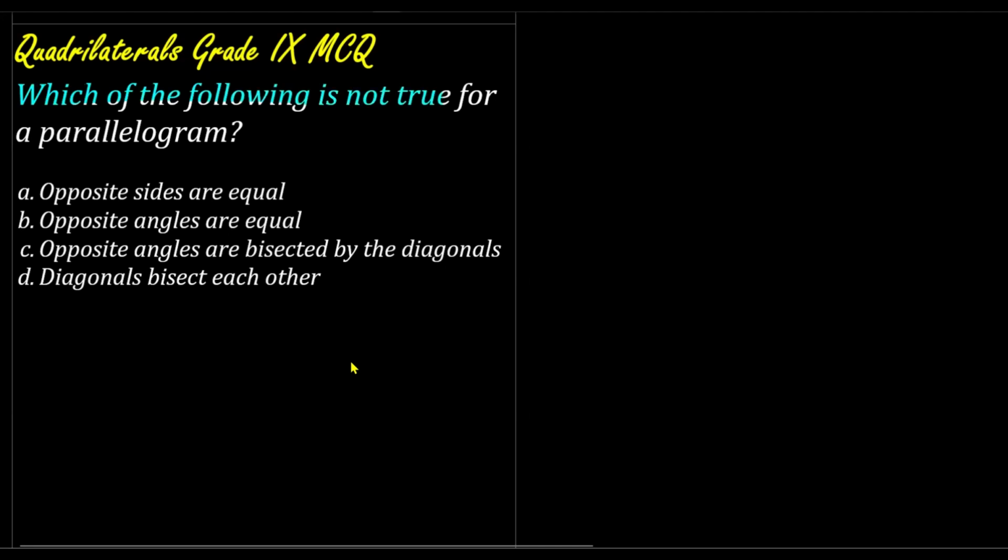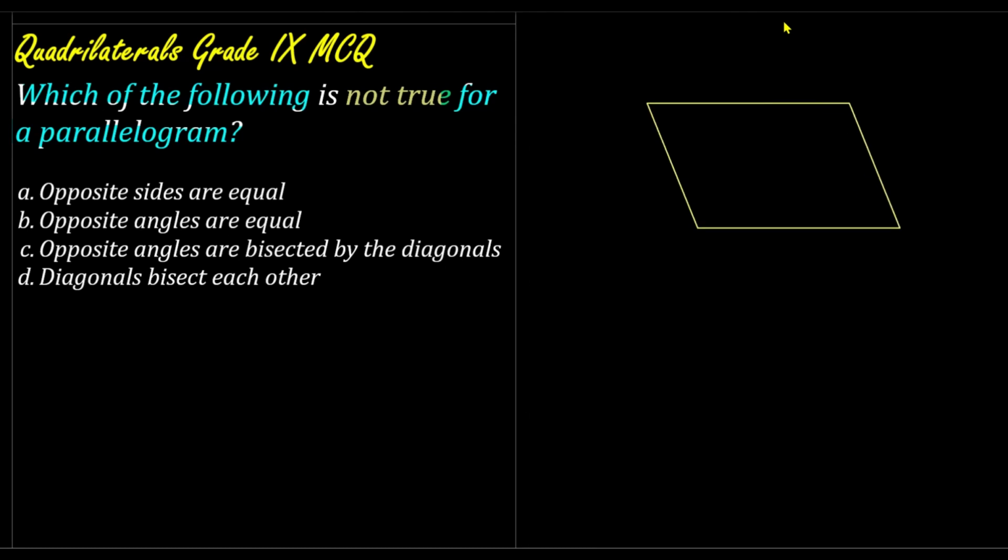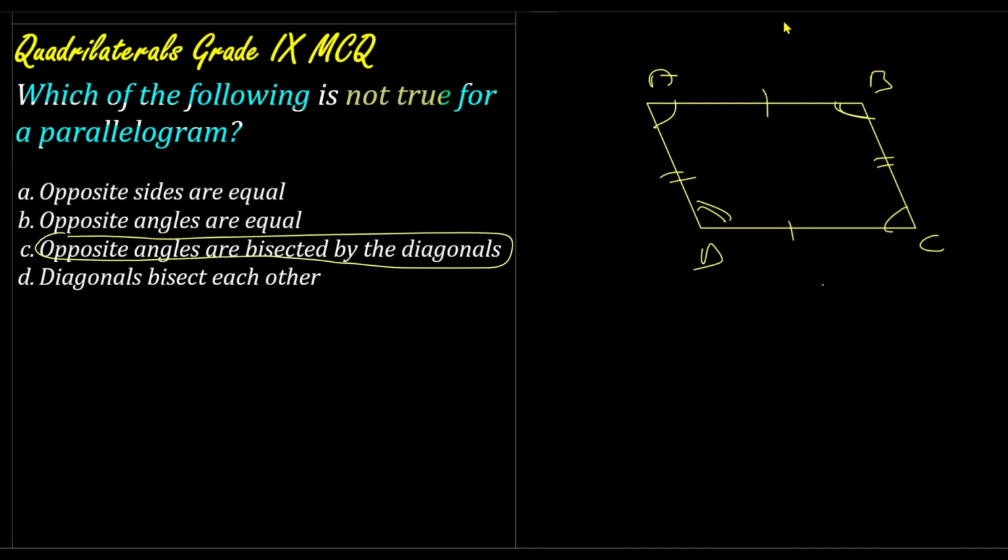This question says, which of the following is not true for a parallelogram? Remember, we have to find what is not true for the properties of a parallelogram. So let's make a parallelogram so as to understand. This is ABCD as a parallelogram. The first is opposite sides are equal. That's true. Opposite angles are equal. Yes, angle A is equal to angle C and angle B is equal to angle D. Then opposite angles are bisected by the diagonal.